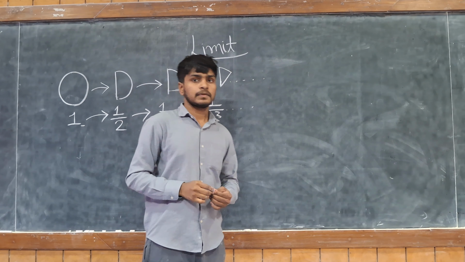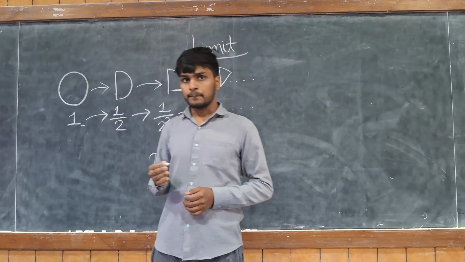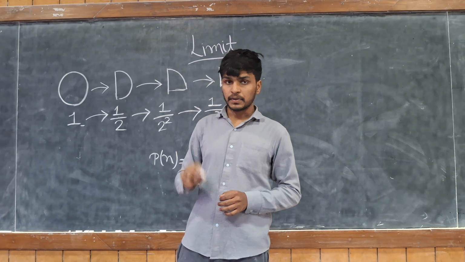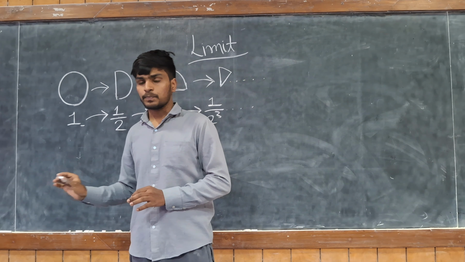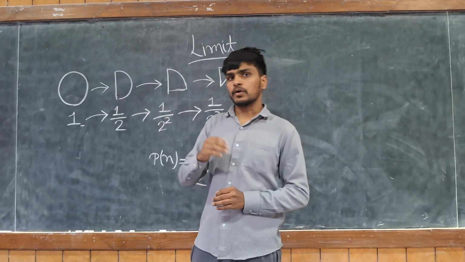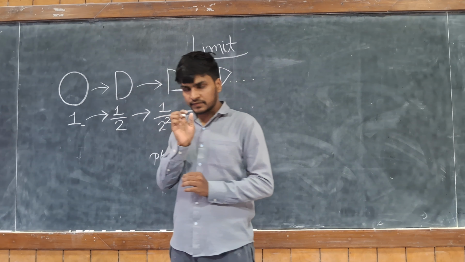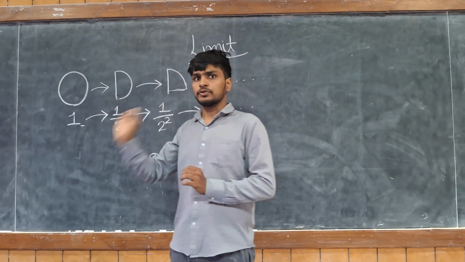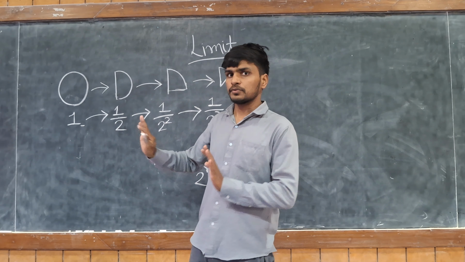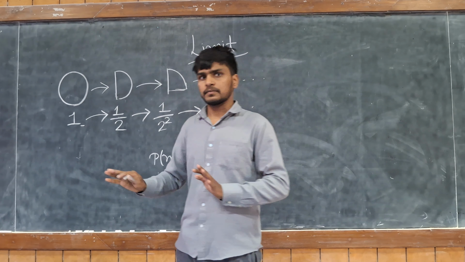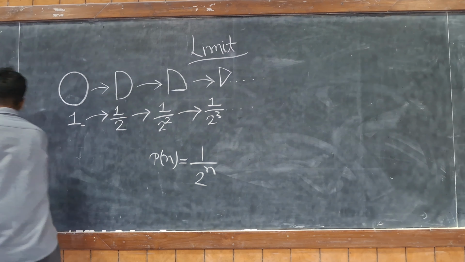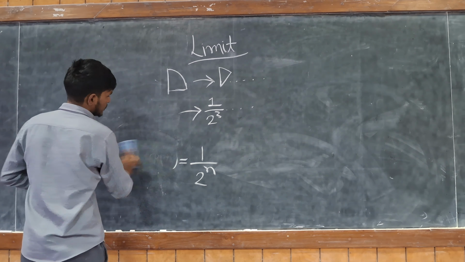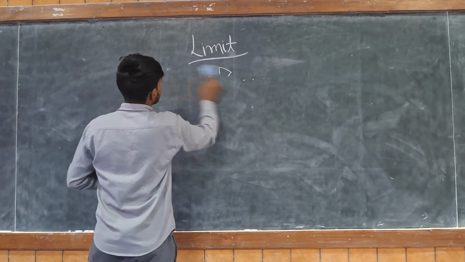So the question is, what happens if we increase the number of bites, does the pizza completely disappear? So the answer is no. When we increase the number of bites, the size of the pizza gets smaller and smaller, that is, it approaches zero but never equals zero. So it is the motivation of the limit. So let's see mathematically.